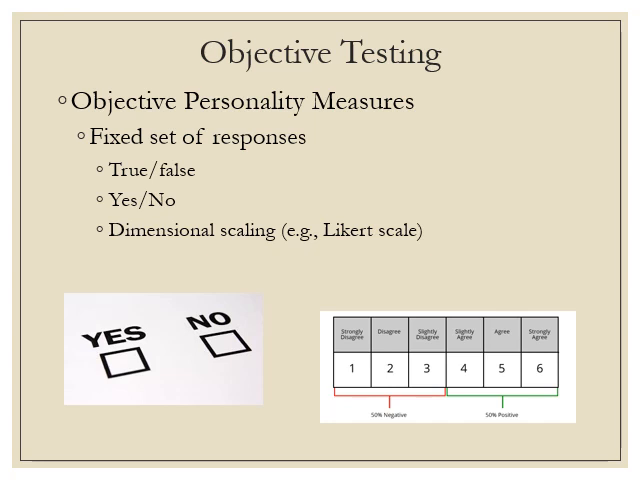So objective personality measures have a fixed set of responses that are possible, and this can be assessed in a number of different ways. It can be true-false questions, yes or no questions, or dimensional scaling, which is also called a Likert scale. If you look at the image down on the right, there's a range of answers that goes beyond yes or no. It gets a little bit more information and a little bit more nuance. So you can answer on a scale, for example, of 1 to 6 or 1 to 10, with 1 being most strongly disagree, 6 being most strongly agree. And that's considered dimensional scaling or Likert scale.